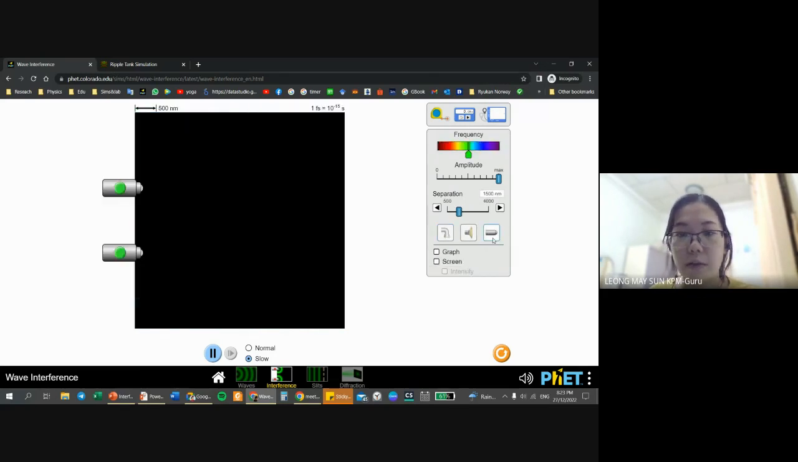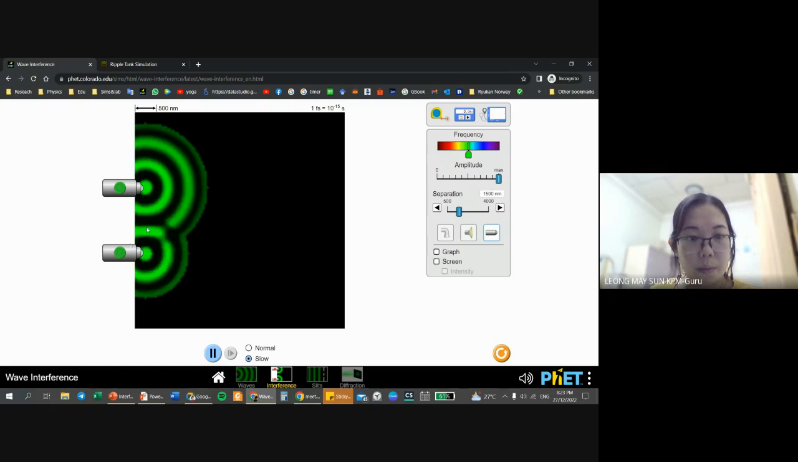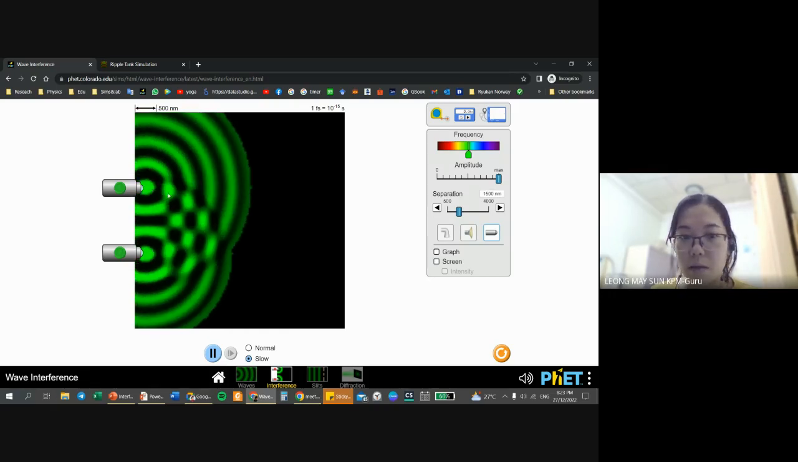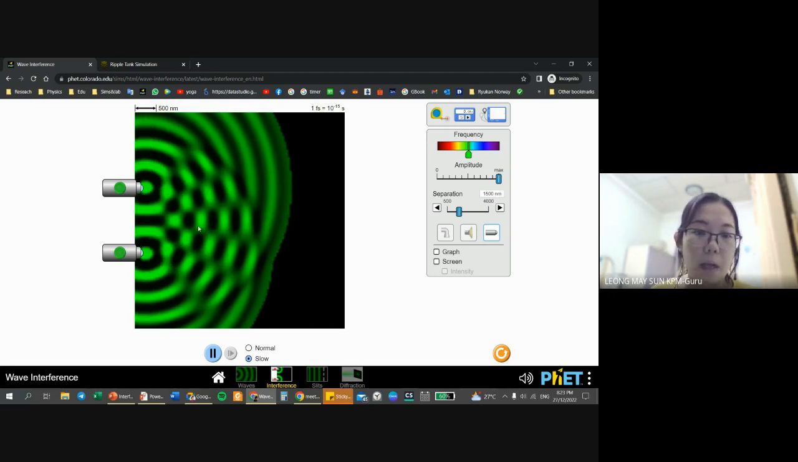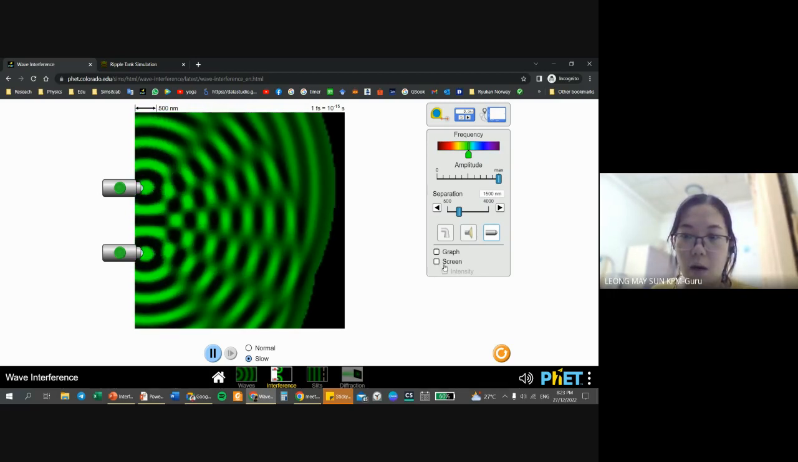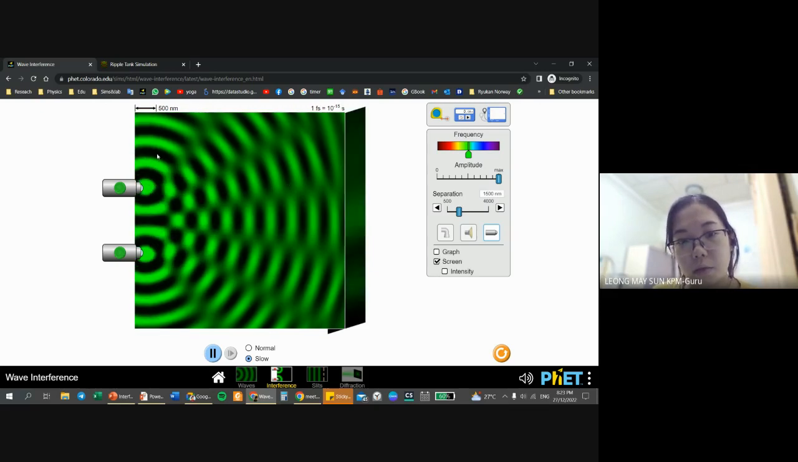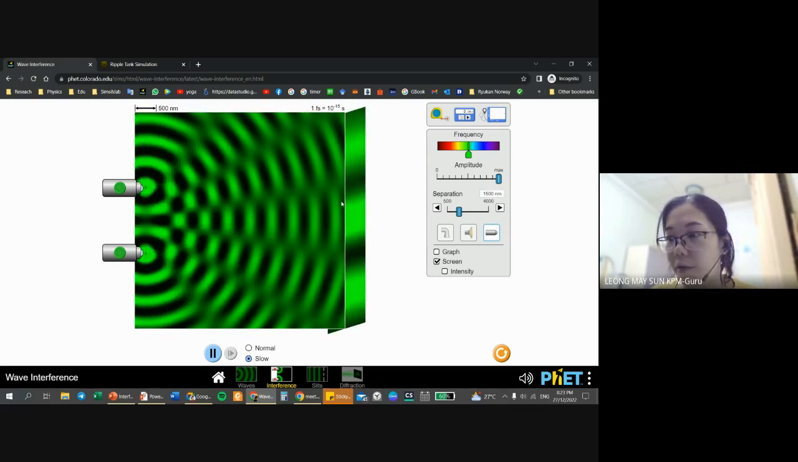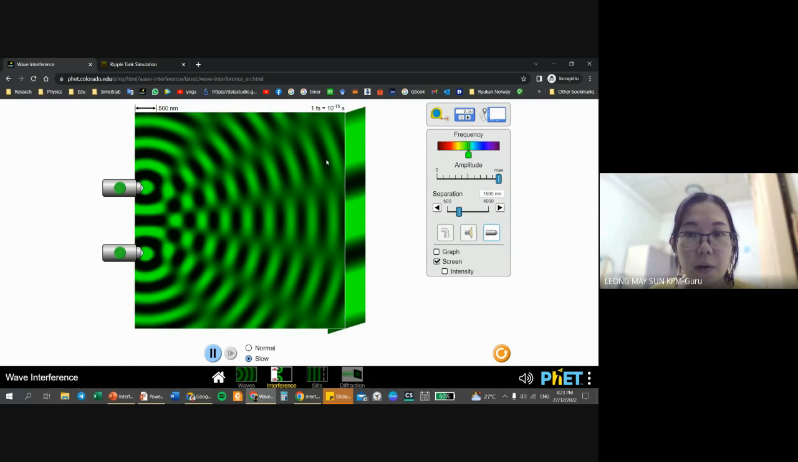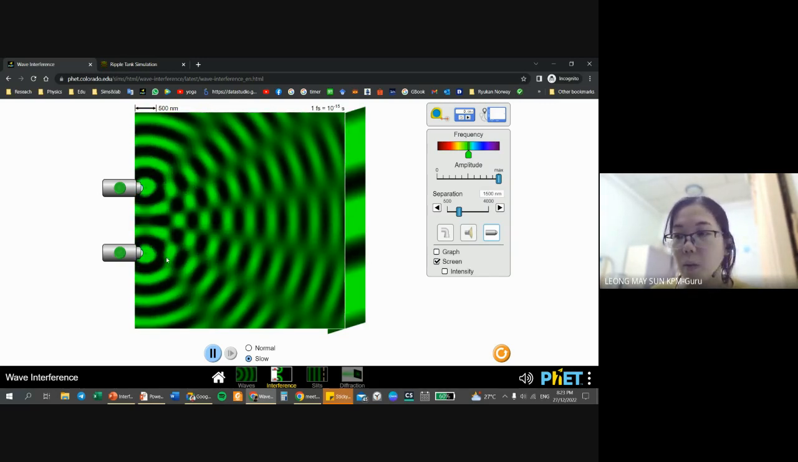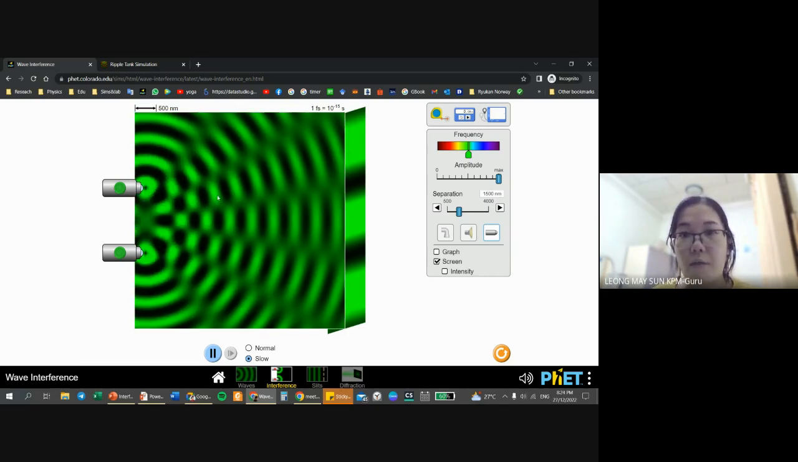So in the case of a light wave, assuming this is a laser pen, they will interfere together, and on the screen they will create an interference pattern. An interference pattern is where one wave interferes with another wave. They superimpose each other. When they superimpose, they will have constructive interference and destructive interference.